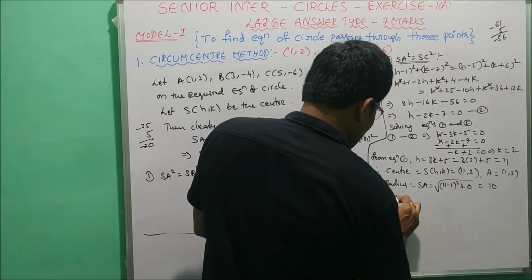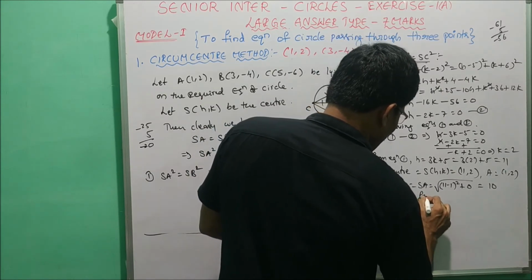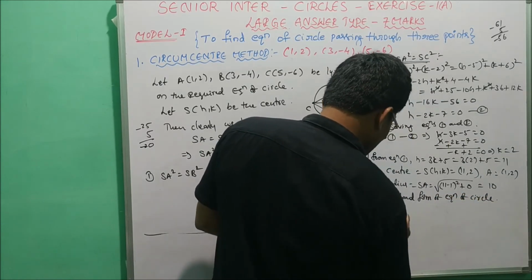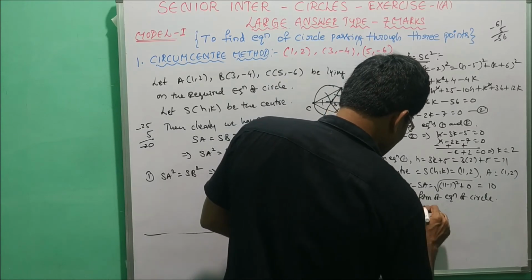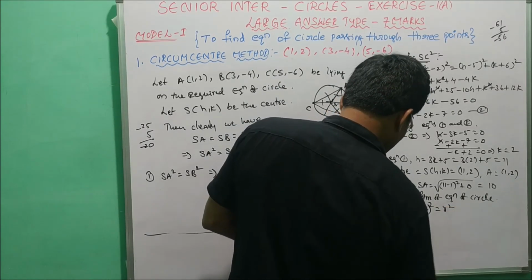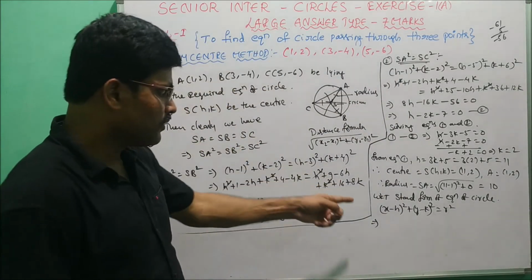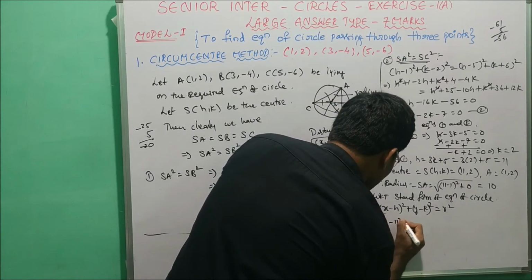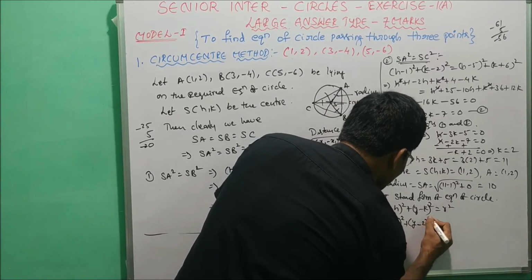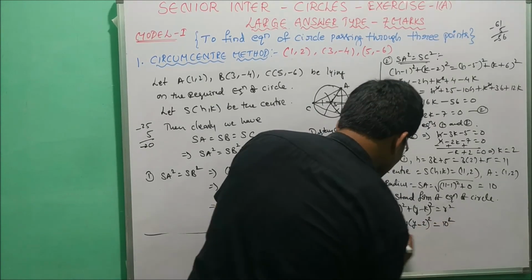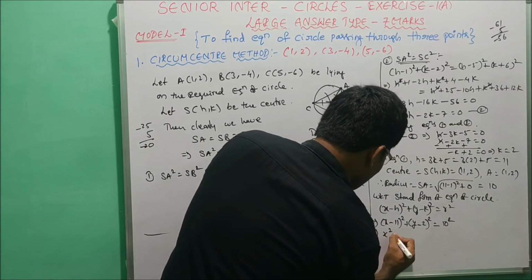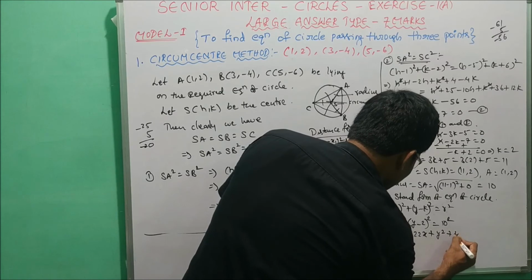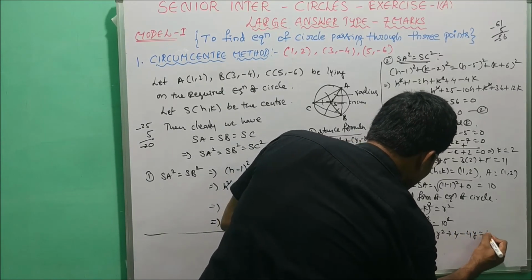We know the standard form of a circle, that is (x minus h) whole square plus (y minus k) whole square equal to r square. Now substitute h, k and r in this standard form. Here we write (x minus 11) whole square plus (y minus 2) whole square equals 10 square. That implies x square plus 121 minus 22x plus y square plus 4 minus 4y equal to 100.